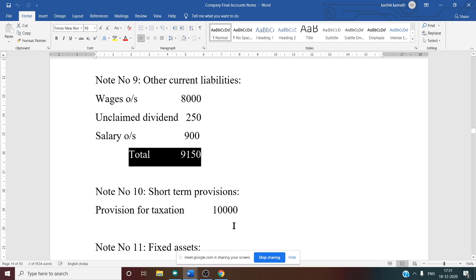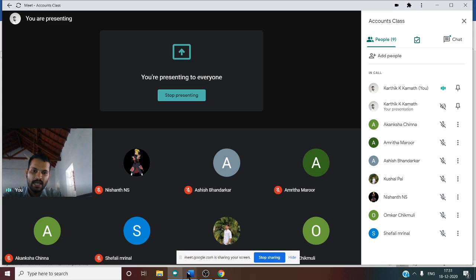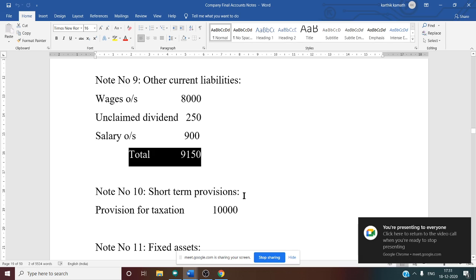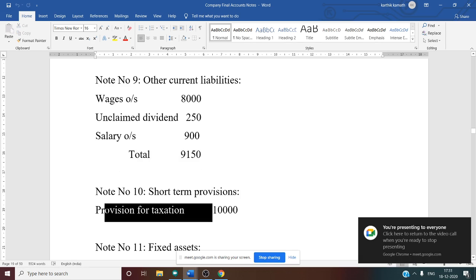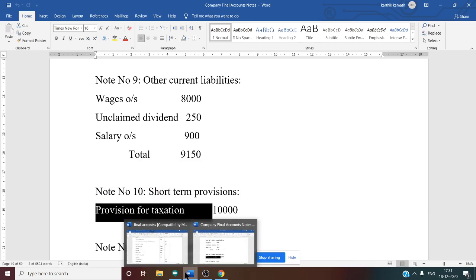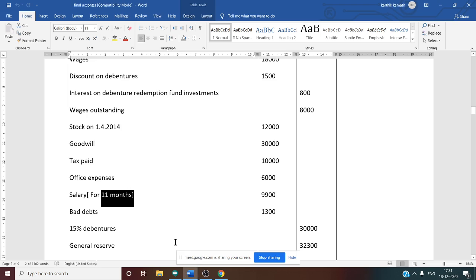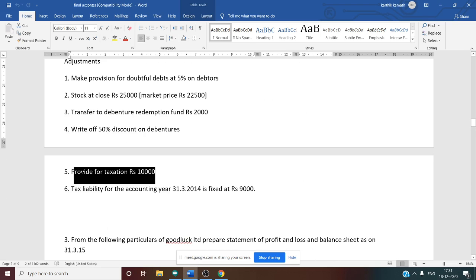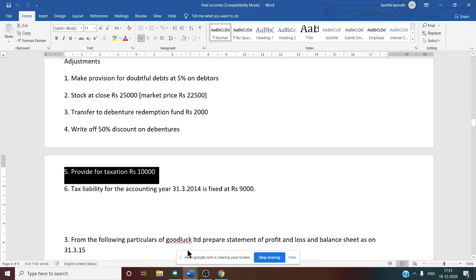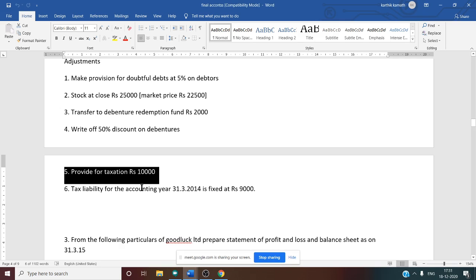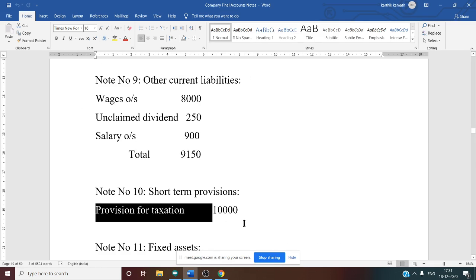Then the last working note of liability, that is note number 10, short term provision. Directly from the adjustment, provision for taxation they have given. See this, now we have to look at the question, provision for taxation adjustment. That is why it is a short term provision. Usually a taxation provision is a short term provision, so we consider it under note number 10. That is why we have taken it; note number 10 is over. Now the liability side notes are over. Then now we have to see the notes of the asset side, that is 11 to 21.